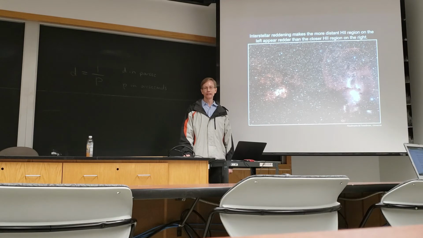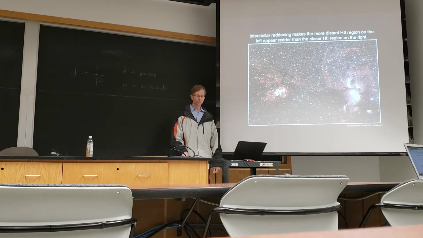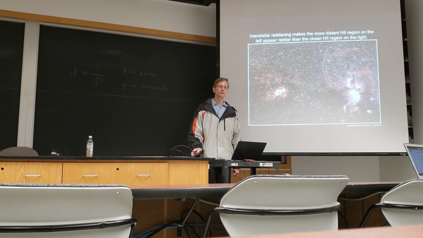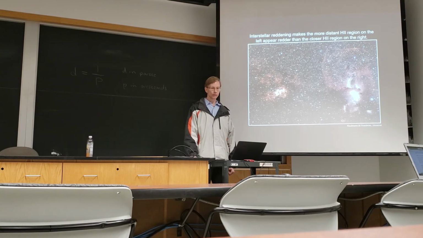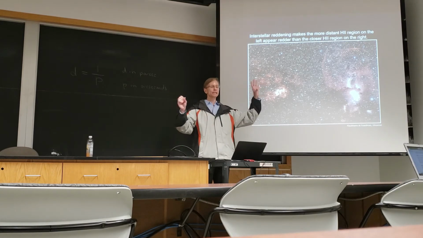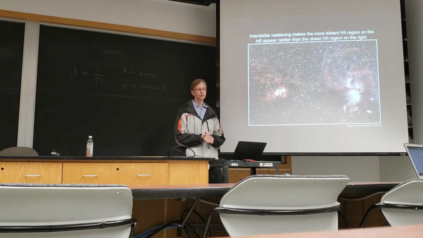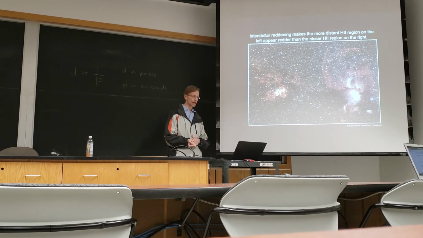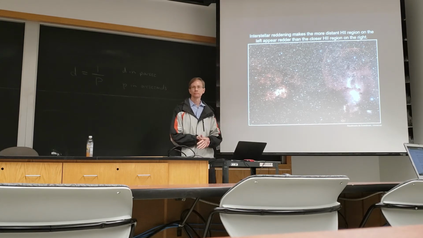So interstellar reddening is what happens when you see something else through the dust, whereas the dust itself looks blue because it's scattering blue light. If you see something through the dust, well, the dust is scattering blue light out of the beam, and what's left is redder as a result of that, because it's missing a lot of the blue light, a lot of the shorter wavelength light.